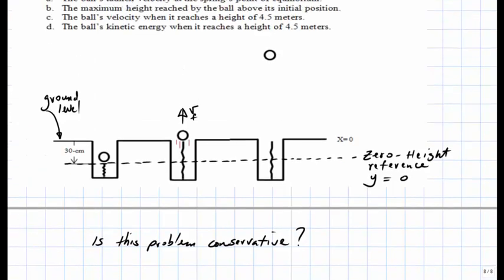Let's analyze the forces acting on the ball. Certainly the spring is acting on the ball, and we determined that the force of a spring is in fact conservative. The force of gravity is also affecting the ball. The force of gravity, of course, is the weight, and the weight is present throughout this ball's travels. And we also determined that weight is a conservative force. So far we're 2 for 2. Are there any other forces acting on this ball? And the answer is there are no other forces. Therefore, this problem is conservative, and we can apply the conservation of energy theorem.